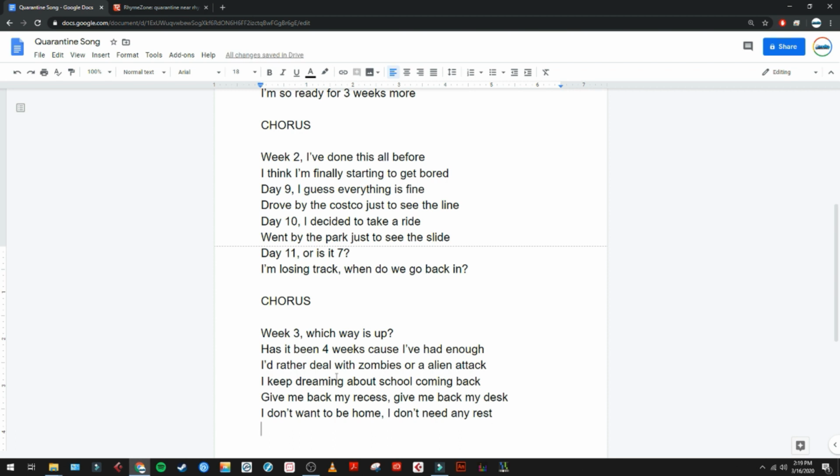And then we need like 2 more lines. So let's see. And I don't have chords lined up for a bridge, but just freestyling here. We're doing this.